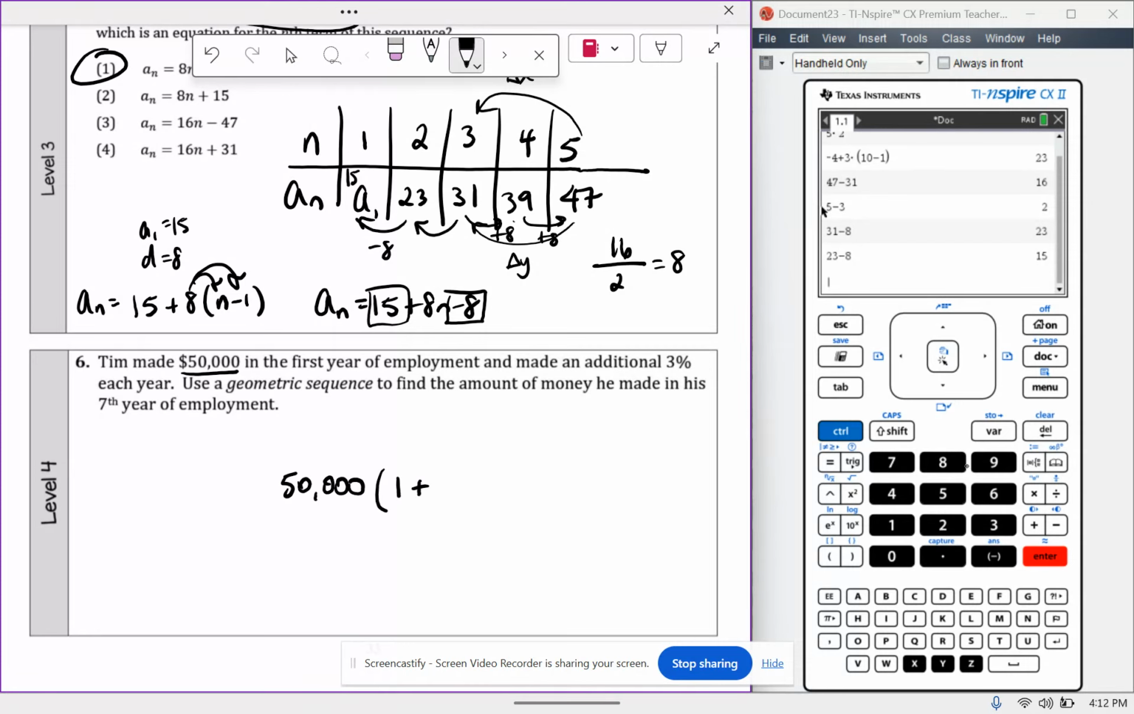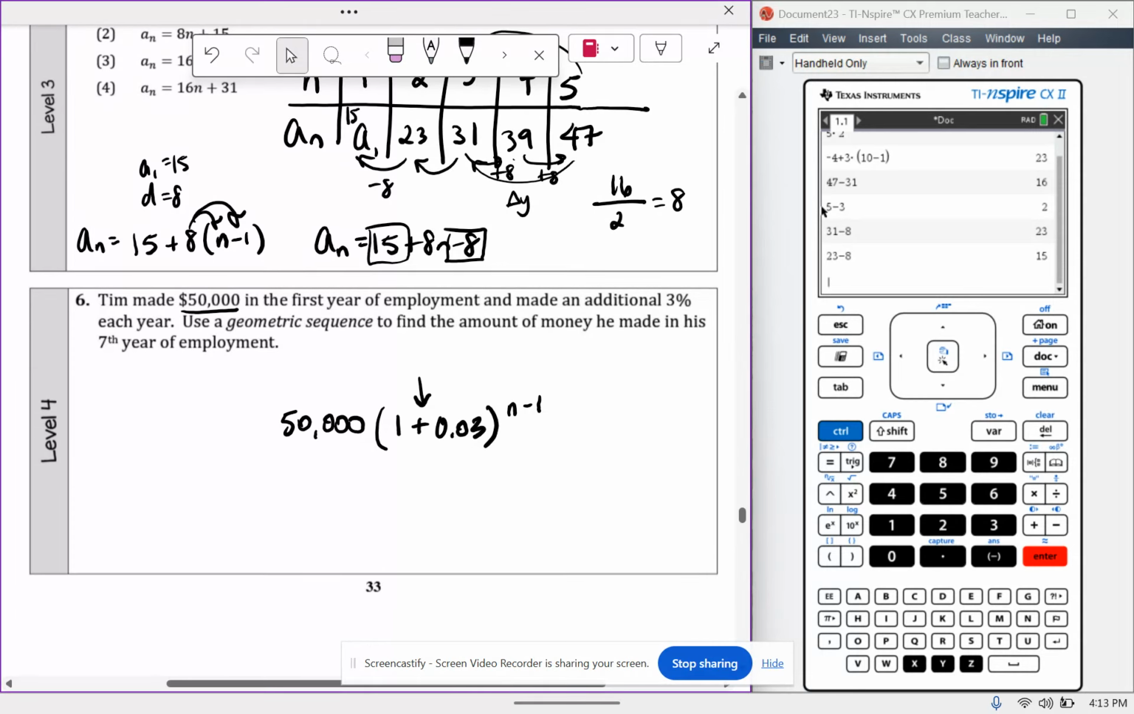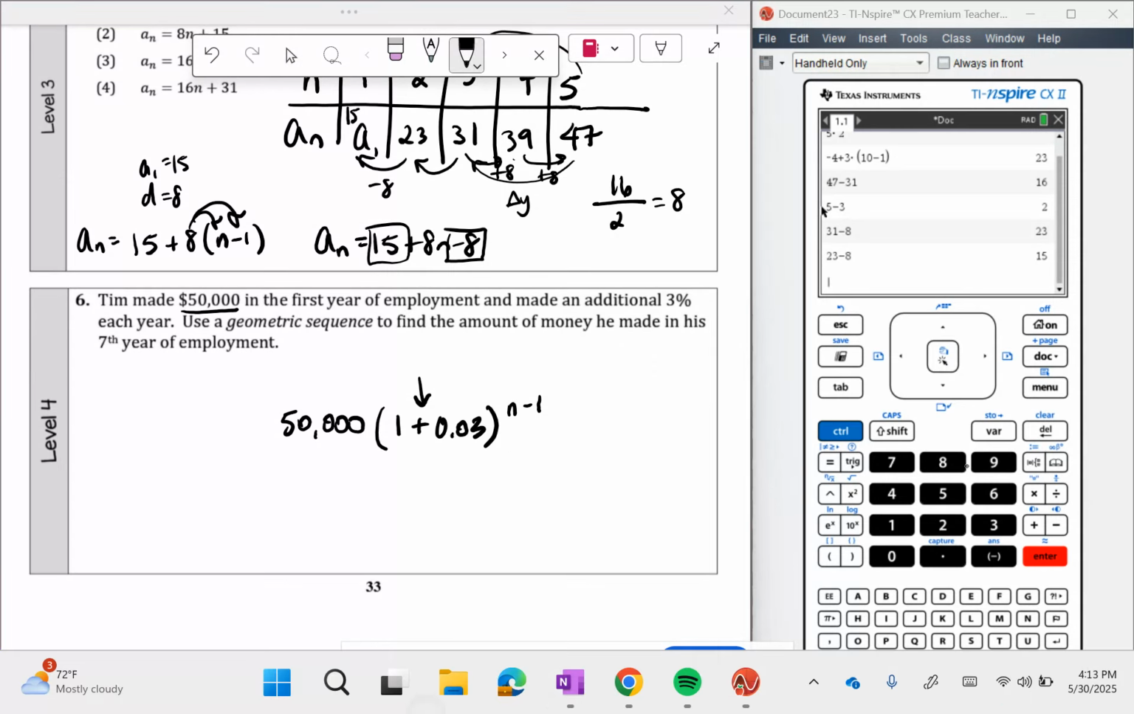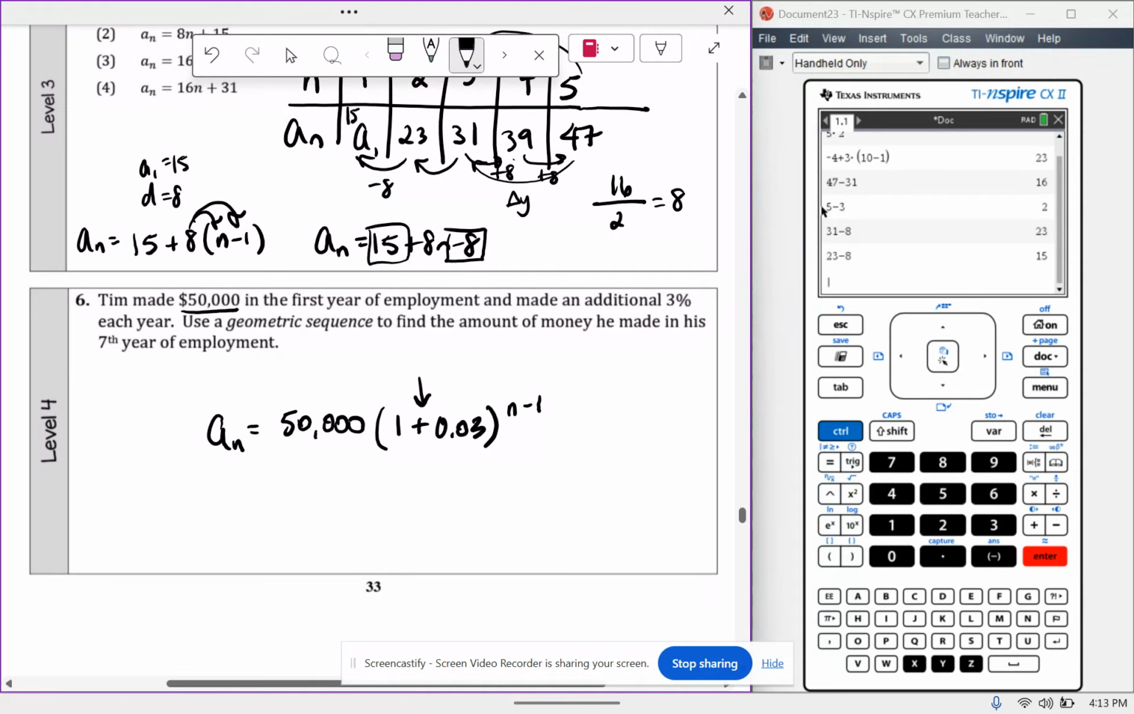And I have a multiplier of the 3% growth. Since it's growth, I'm going to be adding it to 1. And then this is going to be to the n minus 1, okay? So use a geometric sequence to find the amount of money he made in his 7th year of employment. Well, let's think about it, right? So if I have a sub n is equal to 50,000 times 1 plus 0.03 to the n minus 1.